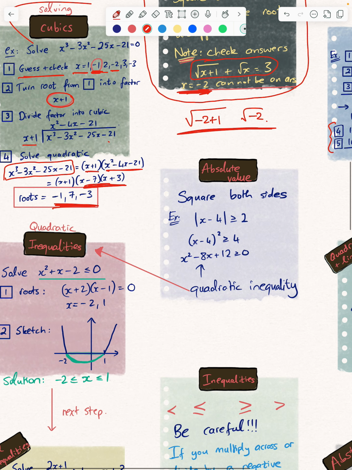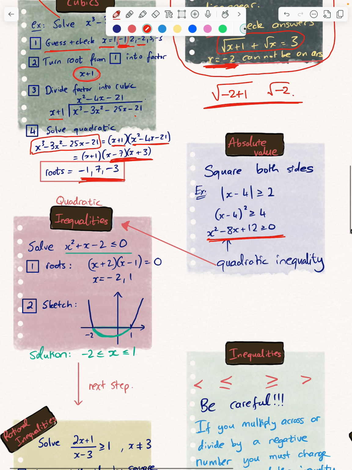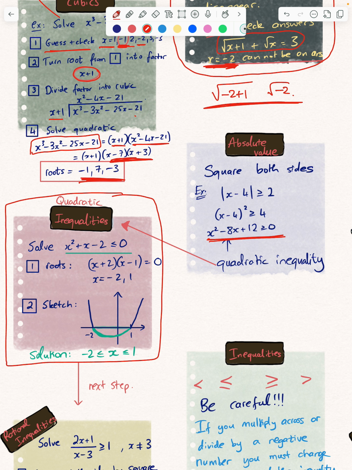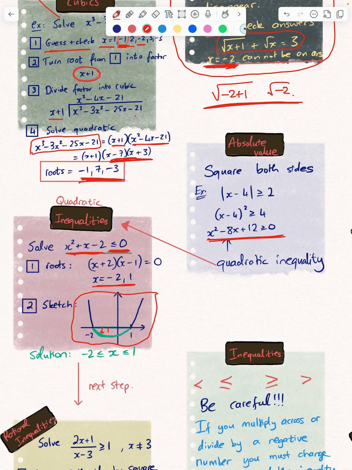Let's see, absolute value: square both sides, and if you have an inequality, square both sides. In this instance here we end up with a quadratic inequality, so we need to know how to solve quadratic inequalities. How I would solve them is find the roots. So put the quadratic equal to 0 and find the roots, sketch, and then figure out, okay, do I need where the function is less than 0 or greater than 0? In this instance, less than 0, which is the green part of this graph here. And then you need to figure out the x values that give rise to those green y values that are less than 0, and that's x between minus 2 and 1.